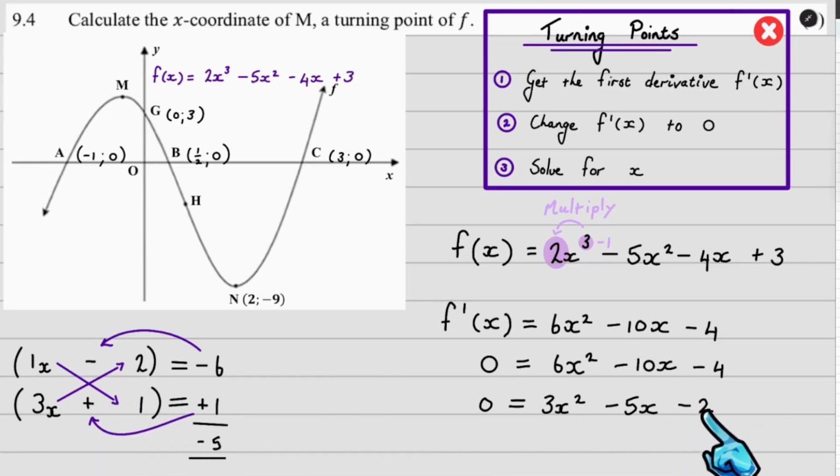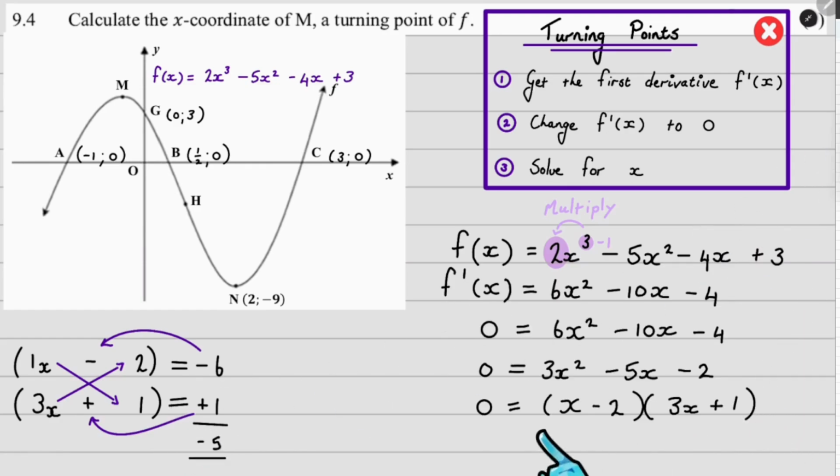And make sure that they're giving you this last number here. That is a big trap that they like to put in matric. So just triple check that. Alright, so here's our two brackets, x minus 2 and 3x plus 1. And then using those two brackets, we can get our two answers for x.